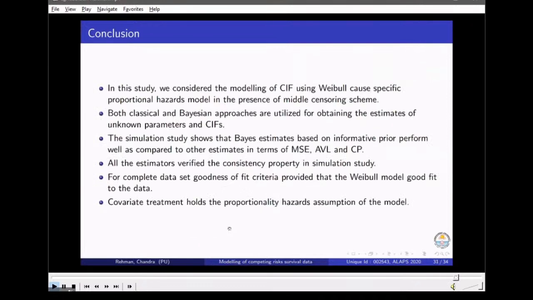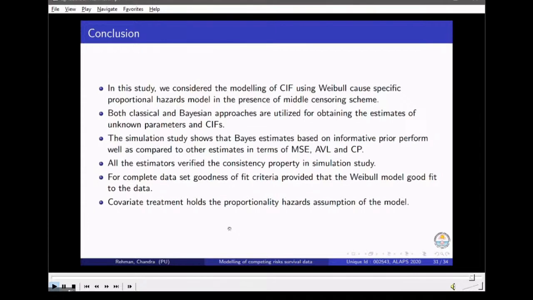Conclusion. In this study, we consider the modeling of cumulative incidence function using the variable cause-specific proportional hazard model in the presence of middle censoring scheme. Both classical and Bayesian approaches are utilized for obtaining the estimates of the unknown parameters and CIF. The simulation study shows that the Bayes estimates based on informative prior perform well as compared to other estimates in terms of MSE, average length and coverage probability.